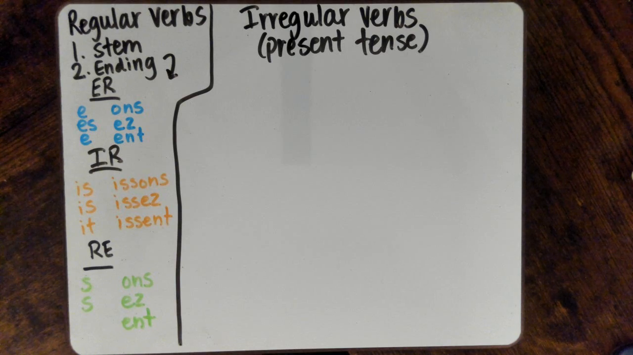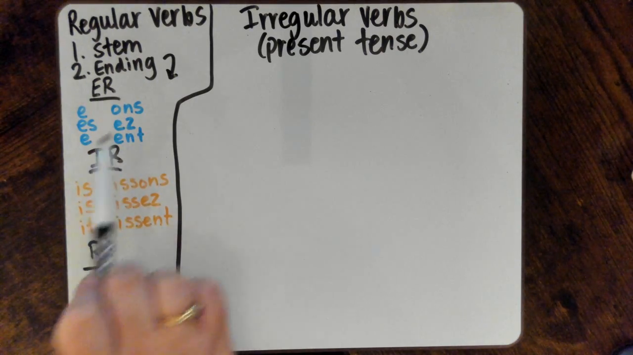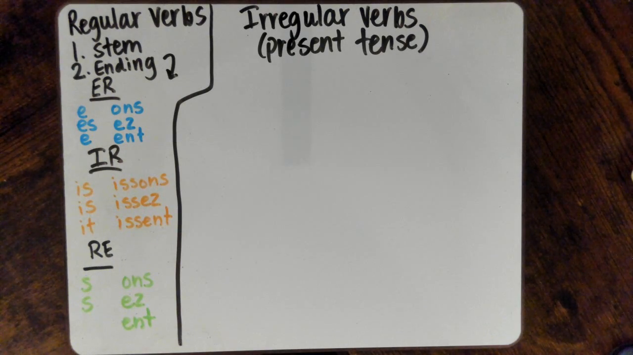Okay, so what we just did was we practiced conjugating regular verbs in the present tense. So I'm keeping that over on the side of my board to remind you that regular verbs still exist and they're always going to be conjugated this way. Well, there are some exceptions, but most of the time regular verbs are conjugated like this.